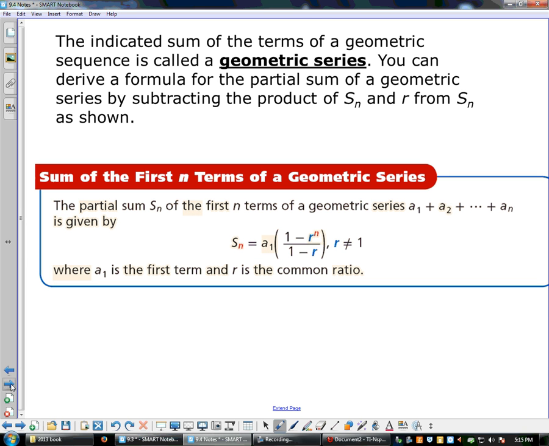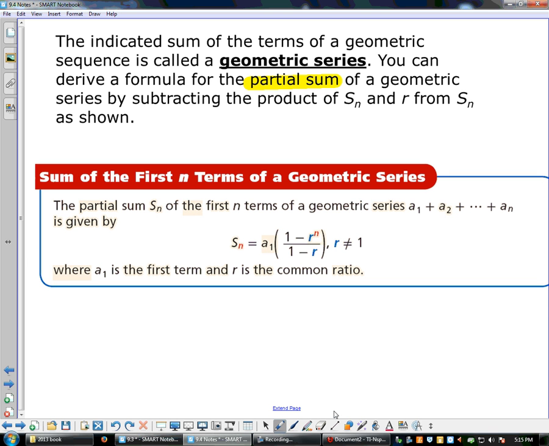The indicated sum of the terms of a geometric sequence is called a geometric series. So again, it's listing all of those but now adding them together. You can derive a formula for the partial sum of a geometric series by subtracting the product of S sub n and r from S sub n as shown. We didn't show that, but we're just going to jump to the formula for you. But just notice it says partial sum. Remember, these go on forever. So it says partial sum because you're only going to add the first however many terms. So our formula for geometric is going to be S sub n is equal to A sub 1.